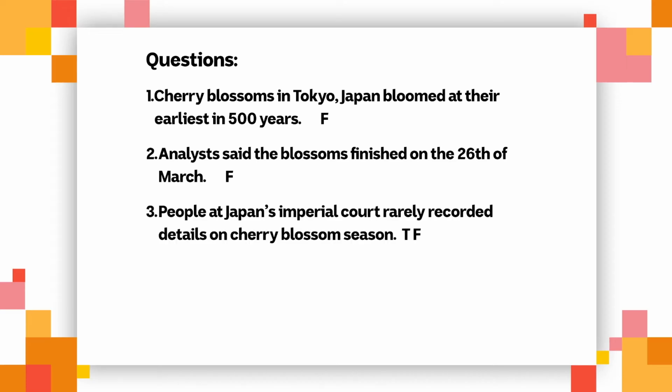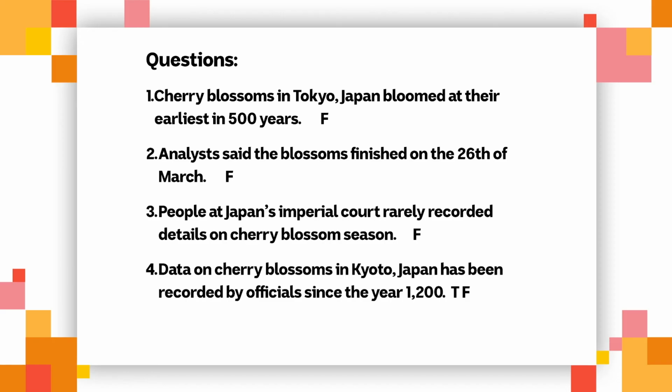Let's take a look at question 3. People at Japan's imperial court rarely recorded details on cherry blossom season. If we look at strategy 2, we've noticed that we've used an absolute qualifier, rarely, which would indicate this is false. Question 4. Data on cherry blossoms in Kyoto, Japan has been recorded by officials since the year 1200. So this is a long statement, which is strategy number 5. And in this case, it was a true statement because all parts of the question are true.